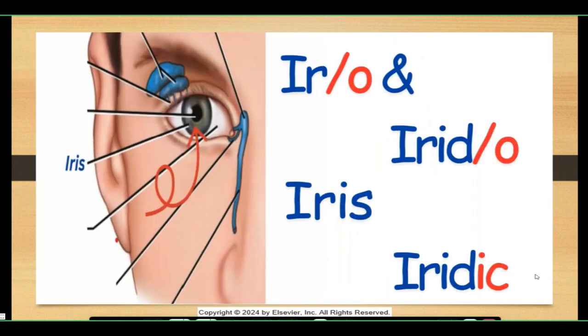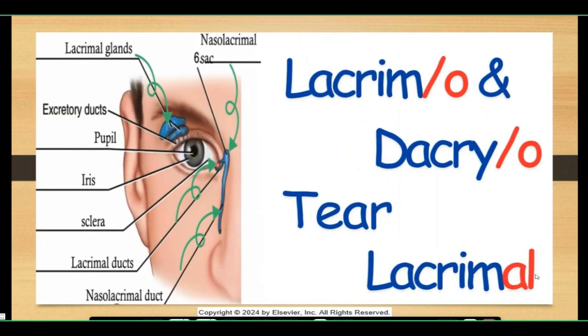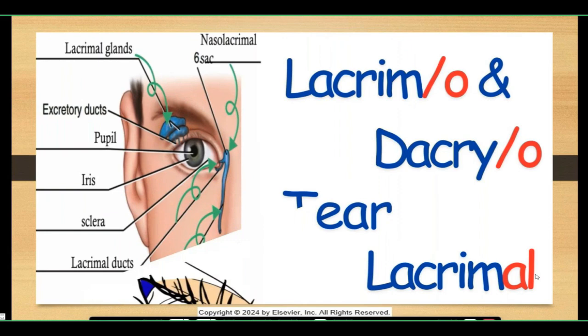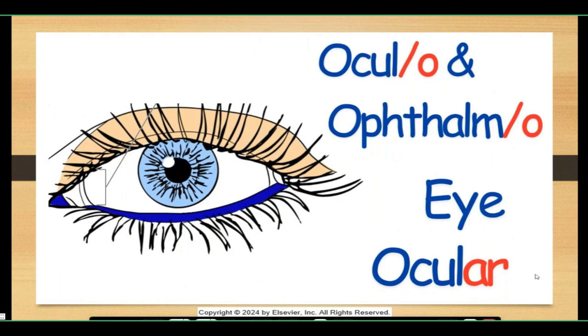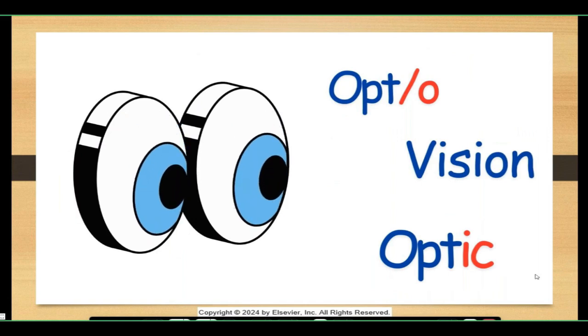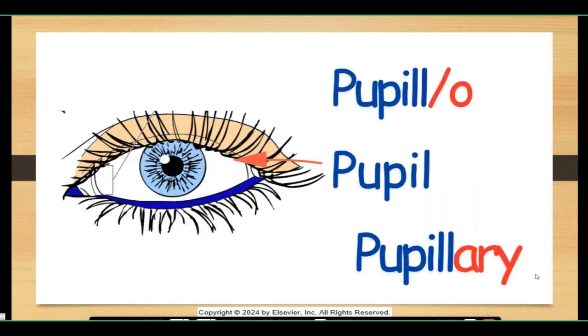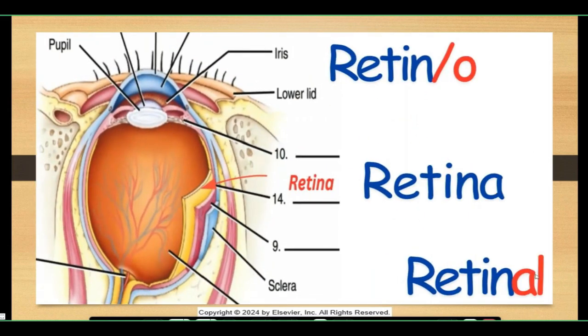Iro and irido mean iris. Its adjective is iridic. Lacrimo or dacryo mean tear, and the adjective is lacrimal. Oculo and ophthalmo mean eye, and the adjective is ocular. Opto and optico mean vision, and the adjective is optic. Pupillo means pupil, and the adjective is pupillary. Retino means retina, and the adjective is retinal.